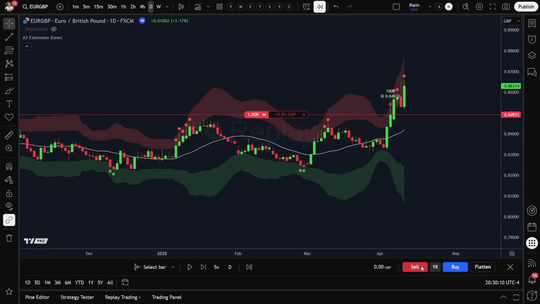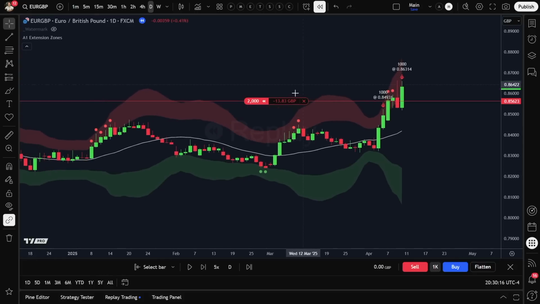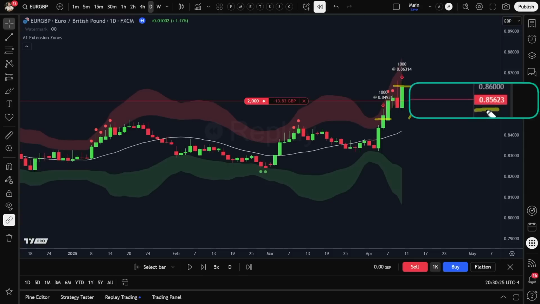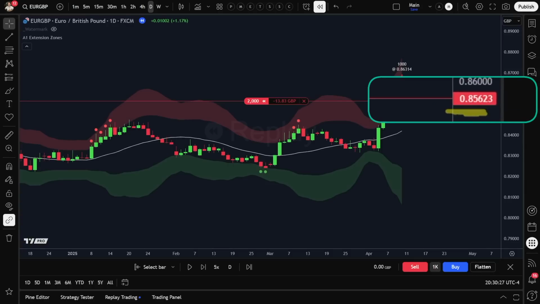Let's say in this situation, however, this meets our criteria and we enter our second short position. What you'll see here is that our dollar cost averaging just worked in the upwards direction, where we took an initial short here, a second short here, and our average cost has now been moved higher up to 85.62 on the euro British pound.